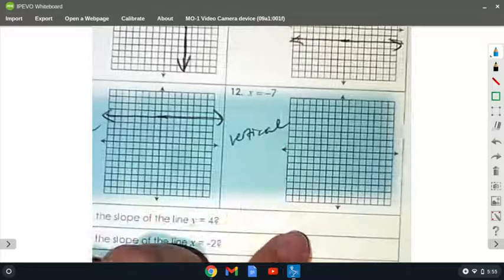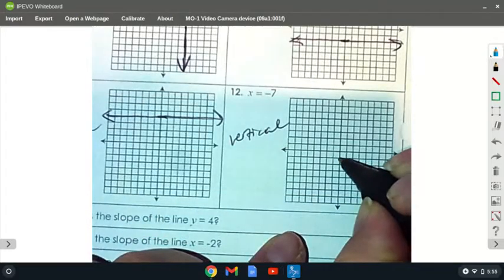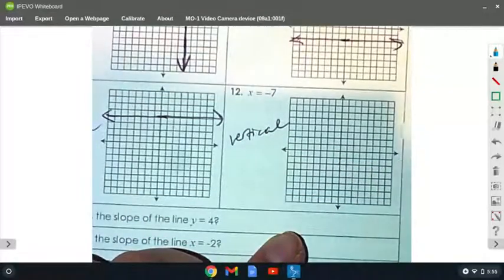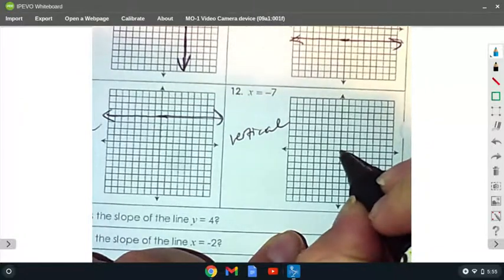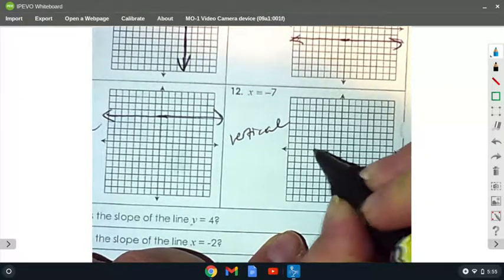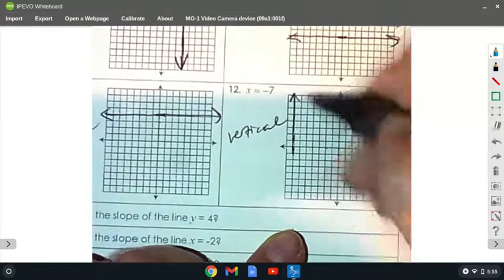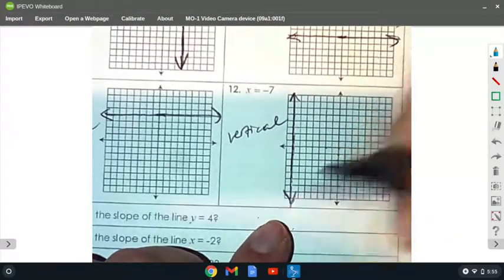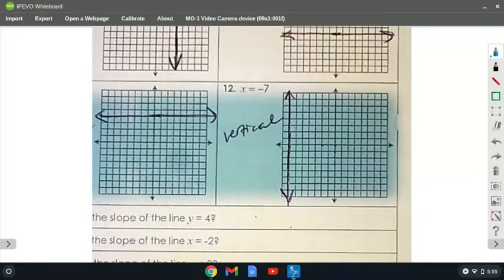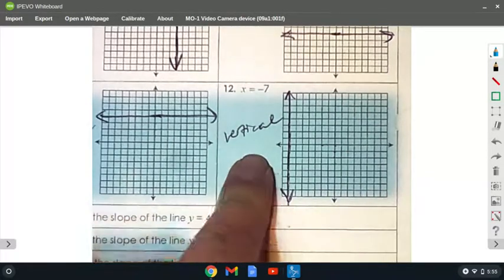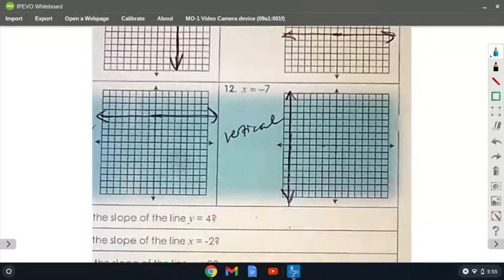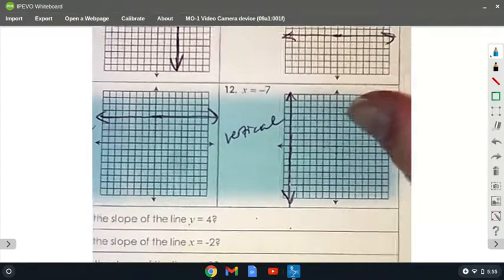And x is -7, so I go 7 from the origin. This is x equals, so I'm going left from the origin. 1, 2, 3, 4, 5, 6, 7. And this should be a vertical line. So see, I almost made a mistake there. If I did start to draw it, I would quickly see I'm wrong because I wrote vertical, but it was a horizontal if I continued.